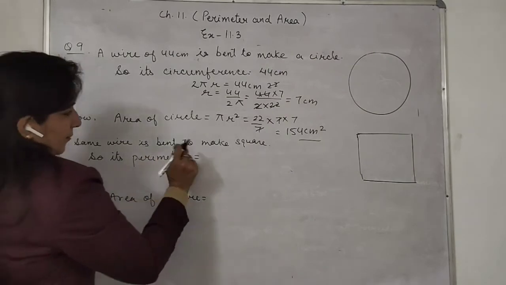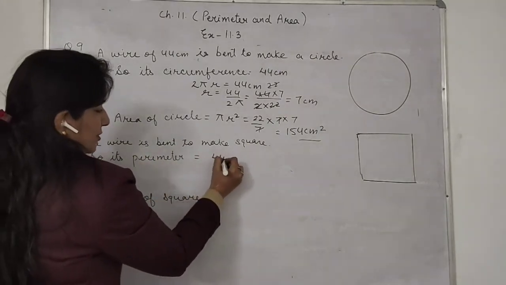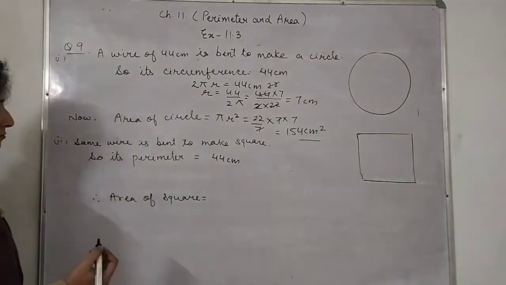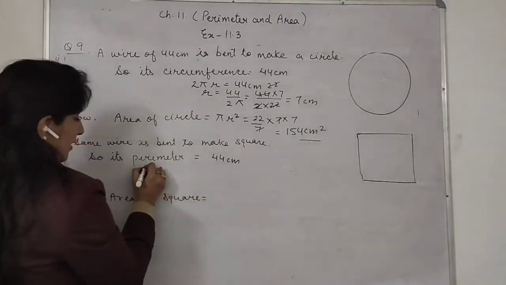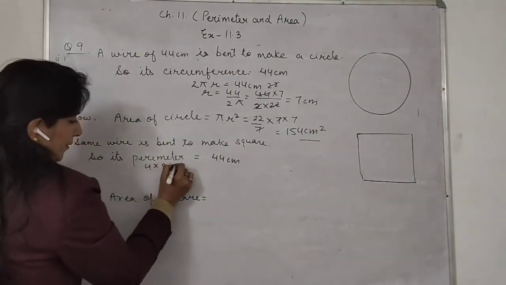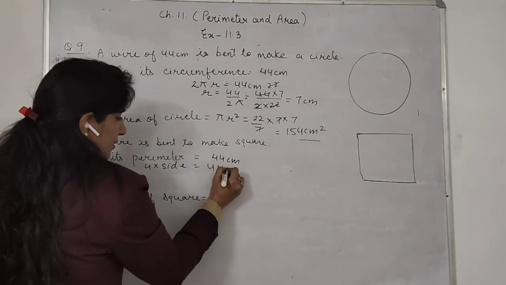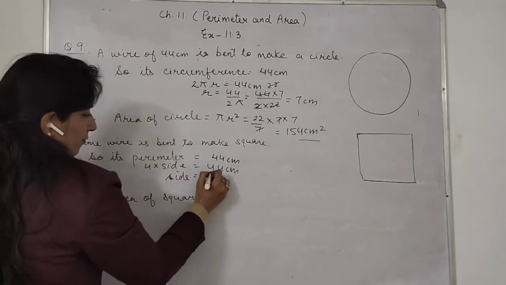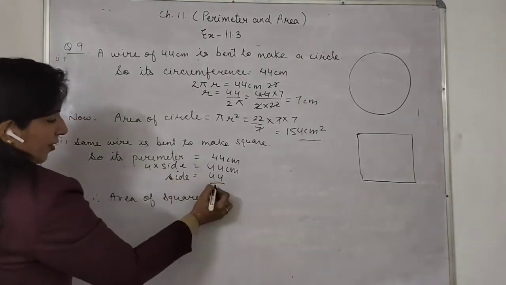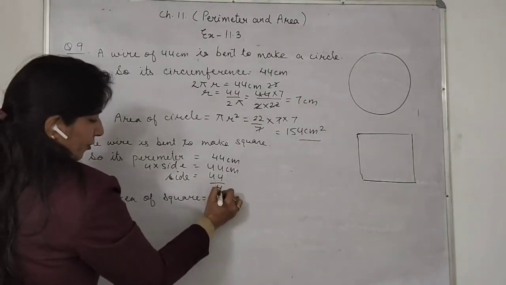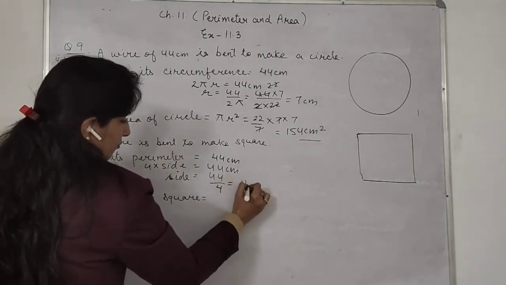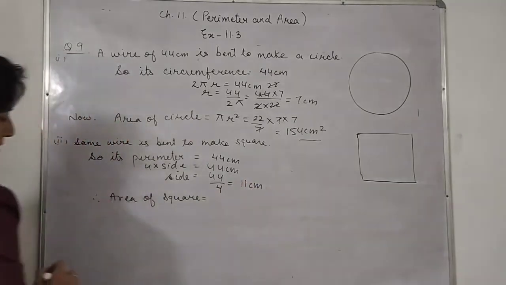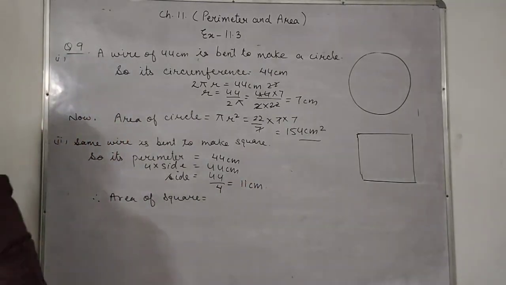So its perimeter is 44 centimeter. And what is the formula for the perimeter of a square? That is 4 into side, equals 44 centimeter. So what will be the side? The 4 will be transposed to the other side, that is 44 divided by 4. So it comes out to be 11 centimeter. This comes out to be the side.